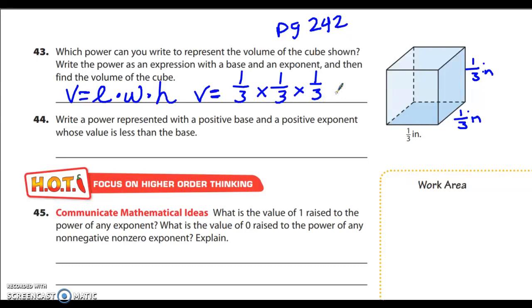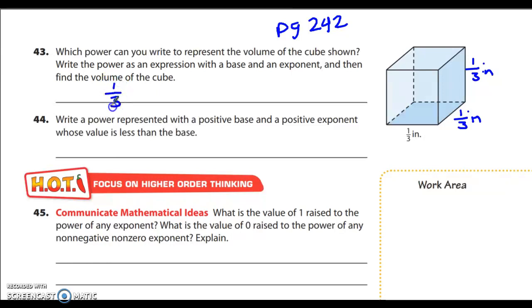Now I need to erase all that because I need to write a couple things. One thing I need to write is the power problem. Well, what is 1/3 times 1/3 times 1/3, 3 times? Well, it's just 1/3 to the third power. So the power looks like this: 1/3 in parentheses to the third power. And then to solve it, it actually means what I showed you: 1/3 times 1/3 times 1/3.